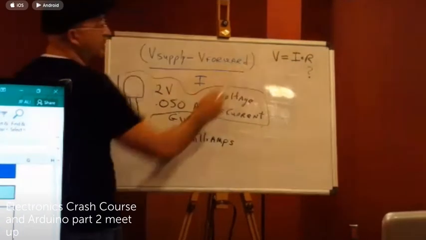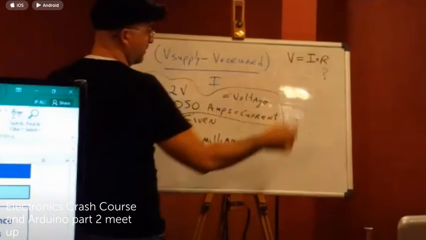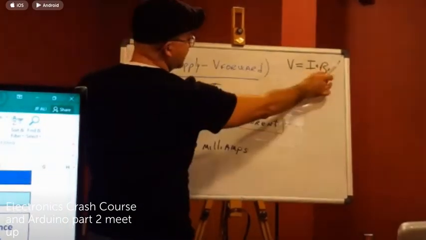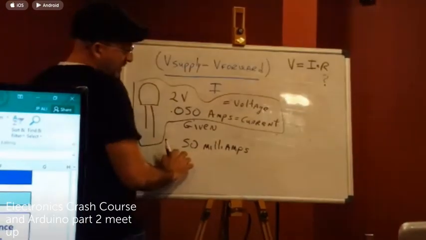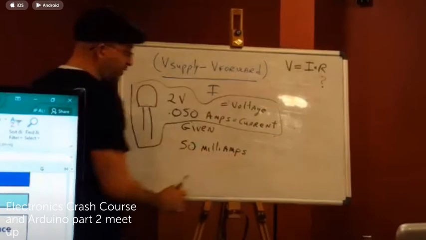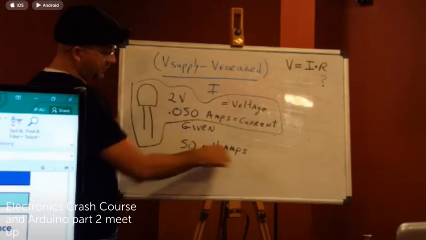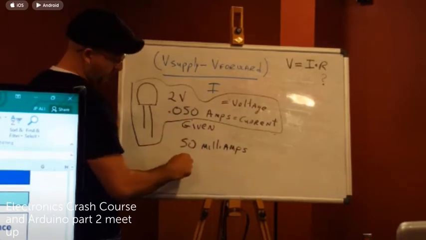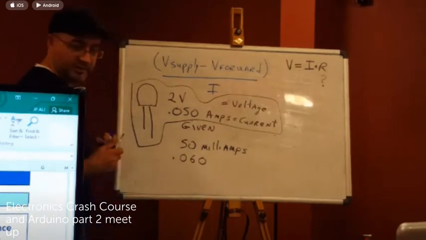But in our formula, everything has to be in the correct units. Volts have to be in volts, current has to be in amps, and resistance in ohms. So that's why when somebody says 50 milliamps, you need to convert it to amps by putting a 0 in front of it and a period. That's what 50 milliamps is. 60 milliamps would be similar. Very easy, right?